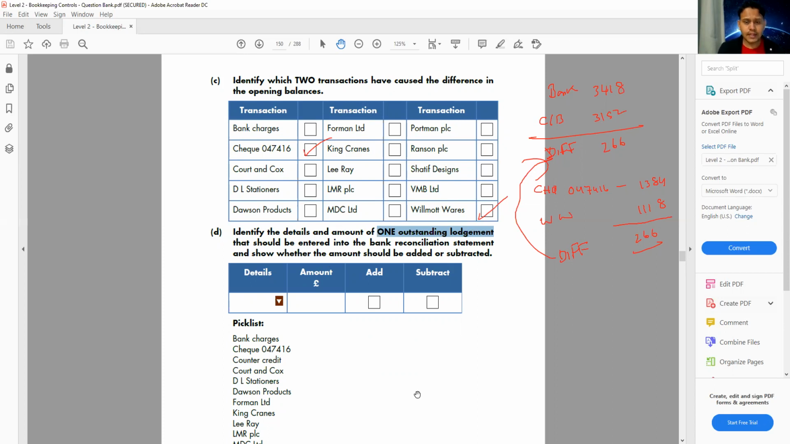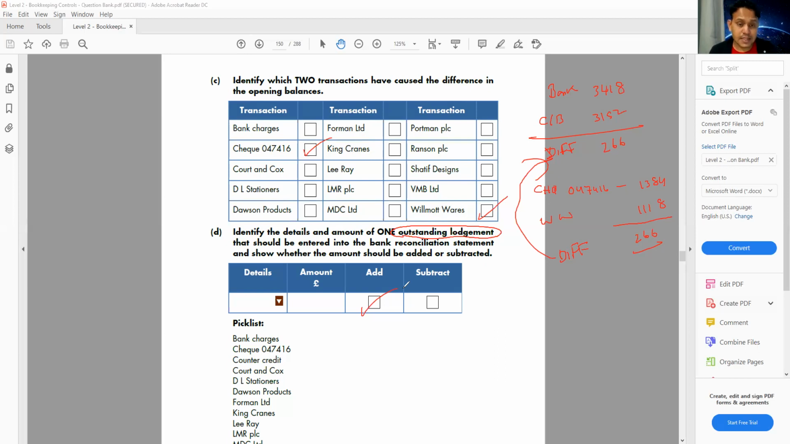Now we already know that, isn't it? Outstanding lodgement, do we add or do we minus from the reconciliation? Outstanding lodgement, we add, isn't it? Outstanding lodgement, we always add. So we already have the answer. This is add. But the next question is how I find the amount.